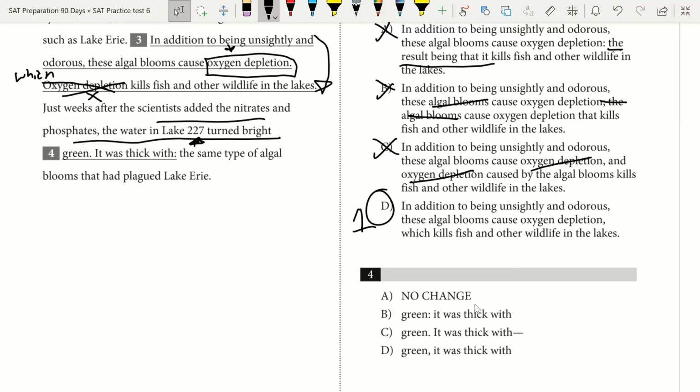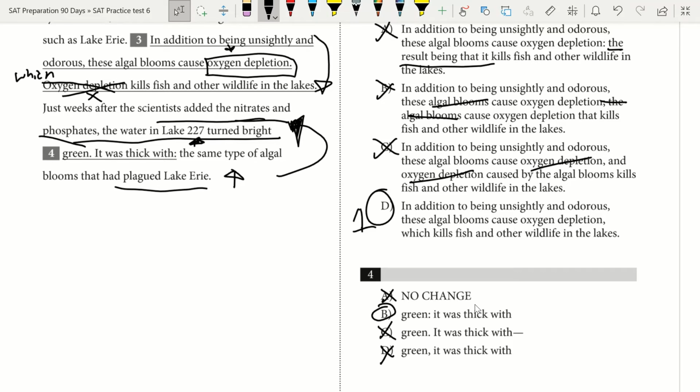Okay, so immediately after I read this first sentence, "just weeks after the scientists added the nitrates and phosphates, the water in Lake 227 turned bright green," now we're continuing to talk about the effect that those nitrates and phosphates had on the lake when we say "it was thick with the same type of algal blooms that plagued Lake Erie." So that's illustrating that idea in our first independent clause here. And since we're illustrating the idea in our first independent clause, we connect that with a colon. Only option here with a colon is B, so B will be our correct answer for 4.